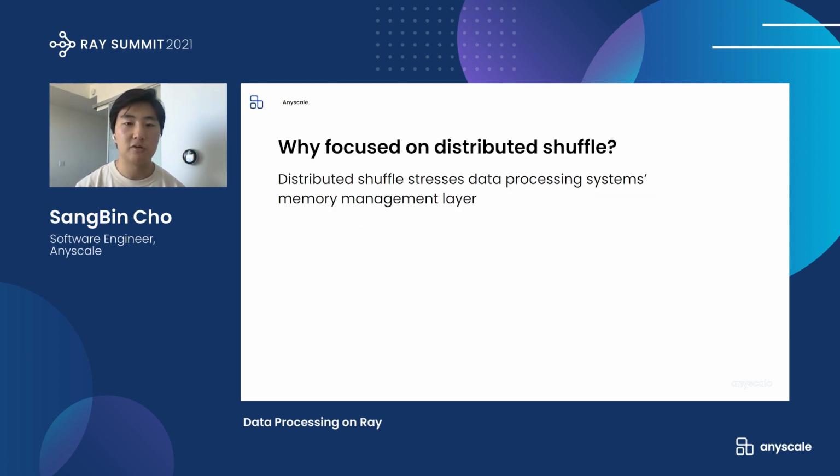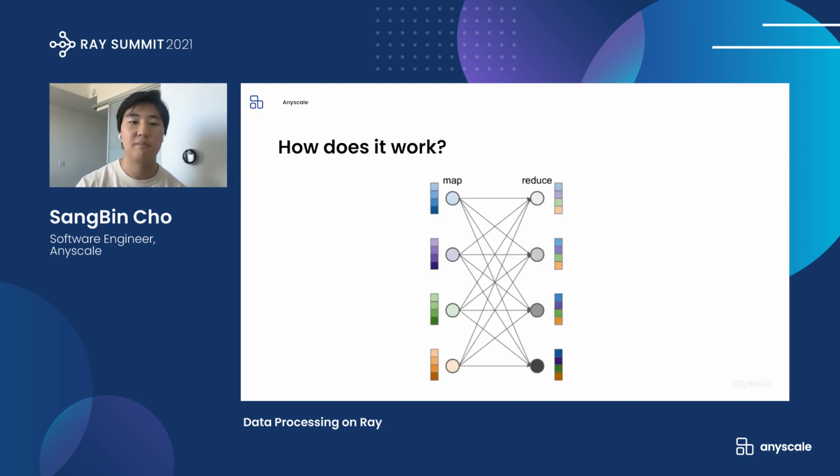Then why did we focus on distributed shuffle? It's because distributed shuffle stresses the data processing system's memory management layer. So if we can make sure this works very well, then we can make sure our memory management layer is robust enough to support large-scale data processing. In distributed shuffle, it's very common for the data set size to be way larger than the memory capacity in the cluster. Also, shuffle requires shuffling all the data over the network in the system, so it stresses the system a lot.